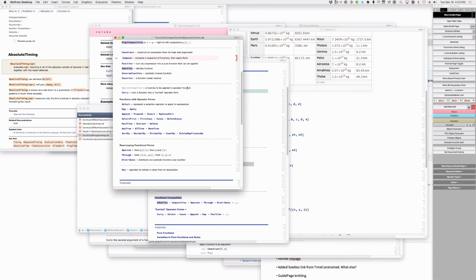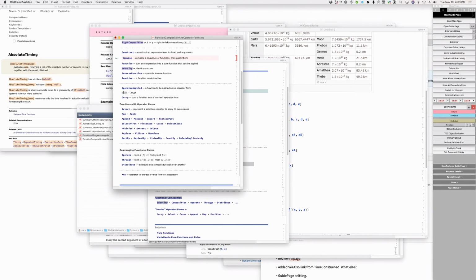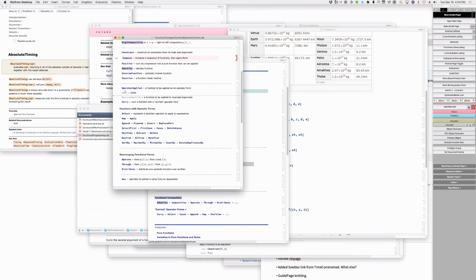To be applied in operator form. Now we could say here curry applied. Okay, so we've also got reverse applied here. Let's see, perhaps we can put together operator applied and curry applied, because they do fundamentally the same thing.